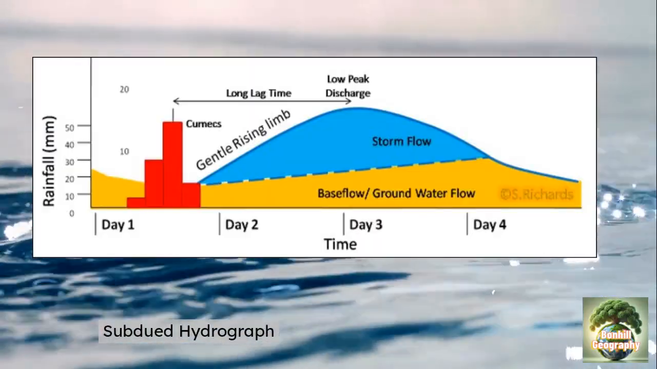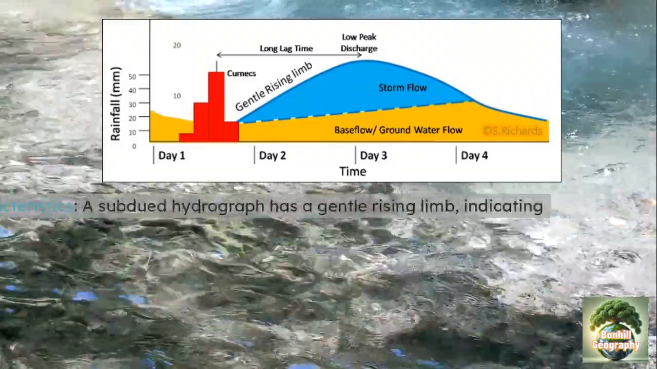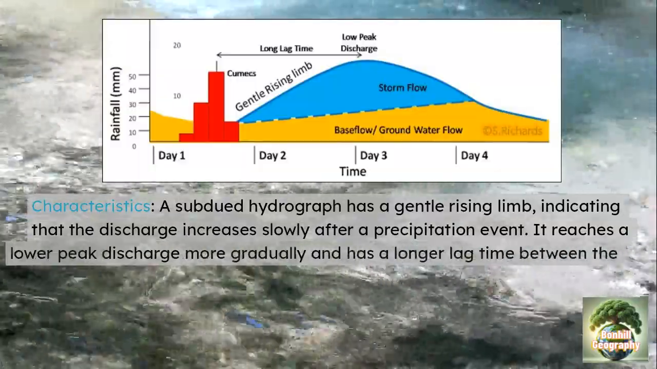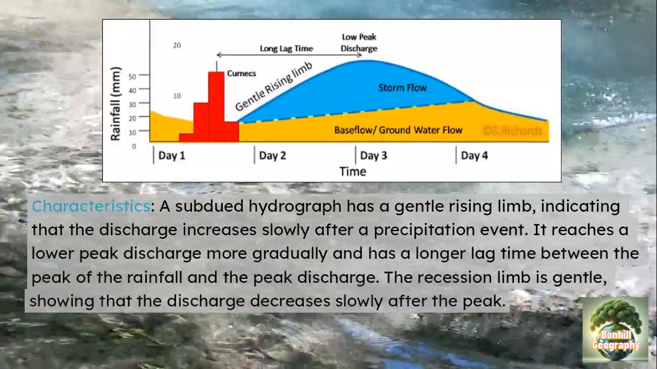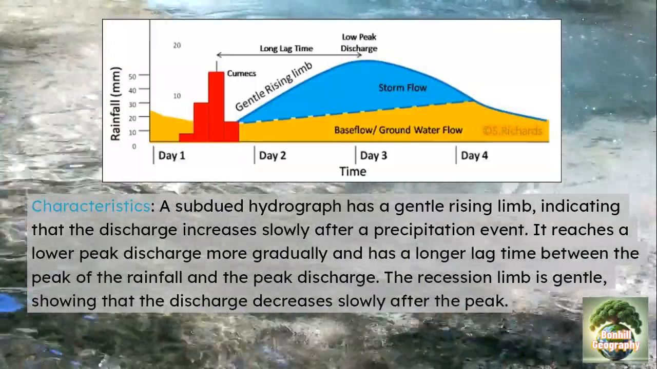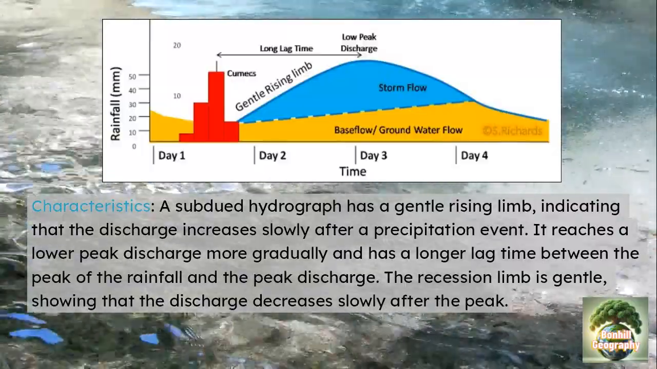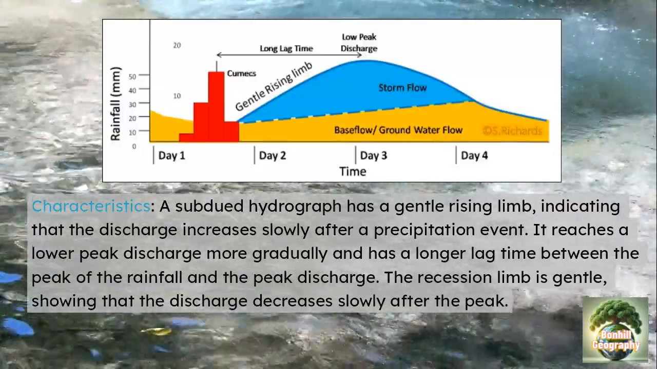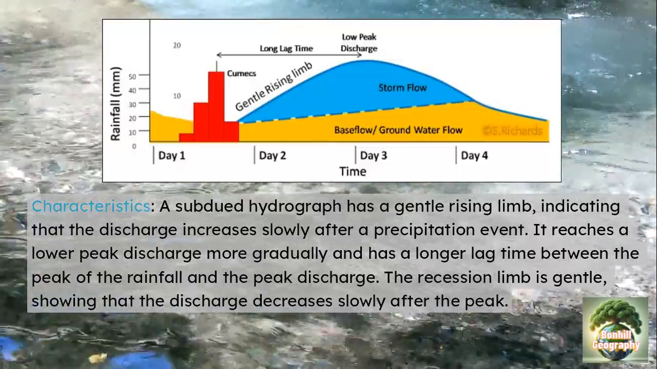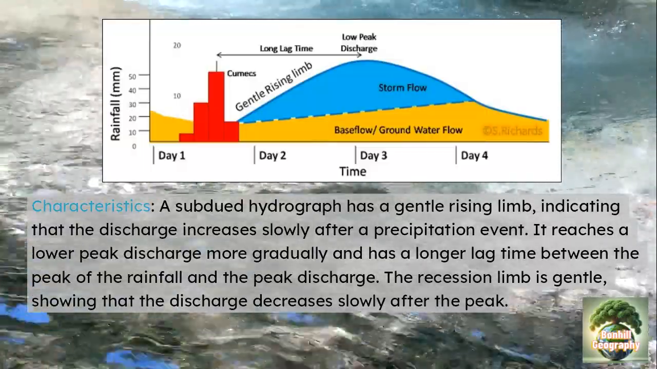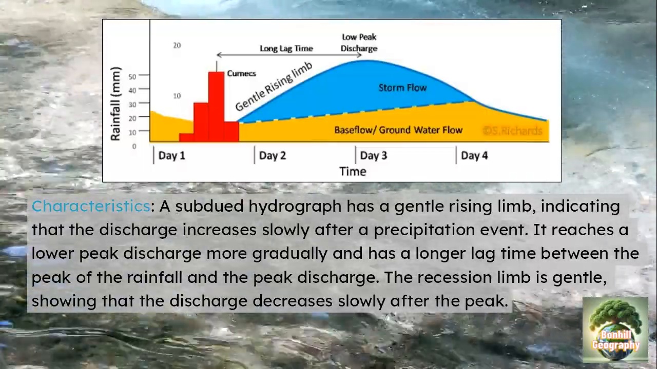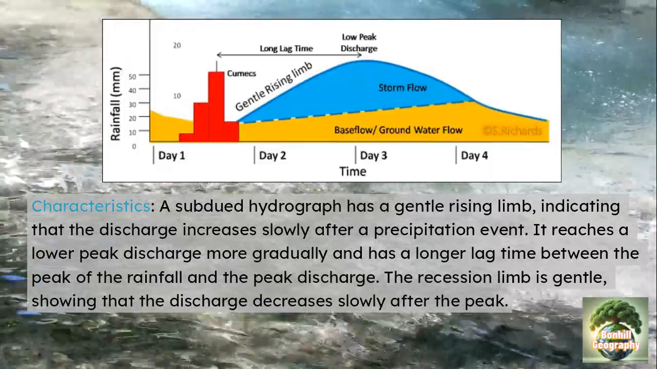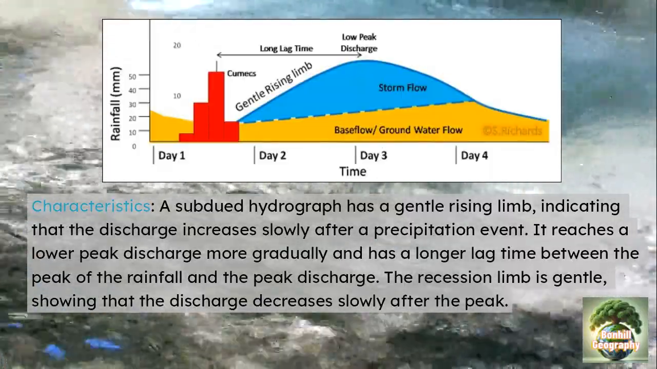Let's now compare this to a subdued hydrograph. A subdued hydrograph has a gentle rising limb. This indicates that discharge increases slowly after the precipitation event. Now, it reaches a lower peak discharge and has a more gradual and longer lag time between peak rainfall and peak discharge. The recession limb is also quite gentle, showing that discharge is going to slowly decrease after the flooding event.